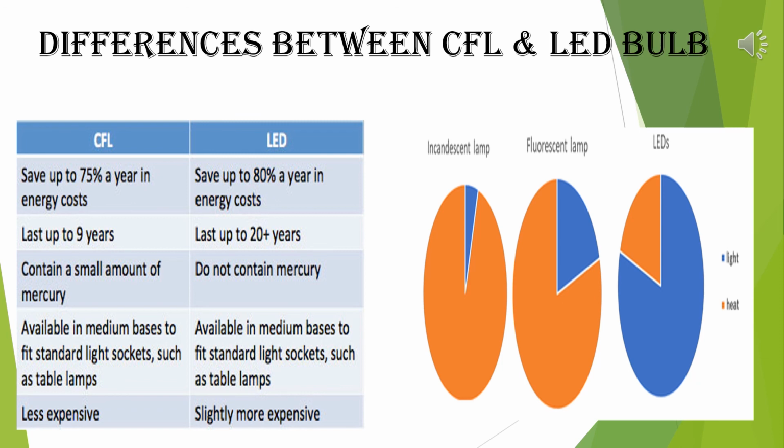Now see the diagram here by pie chart. I have tried my best to show the three kinds of bulbs' capacity. For incandescent bulb, the blue color is so small. For fluorescent bulb, that means CFL, the blue color is more than that. And for LEDs, the blue color is maximum. What is this blue color? That is the index I have given. Blue color is light and yellow color is heat. So if a bulb produces more light than heat, that bulb will be more economical for us.